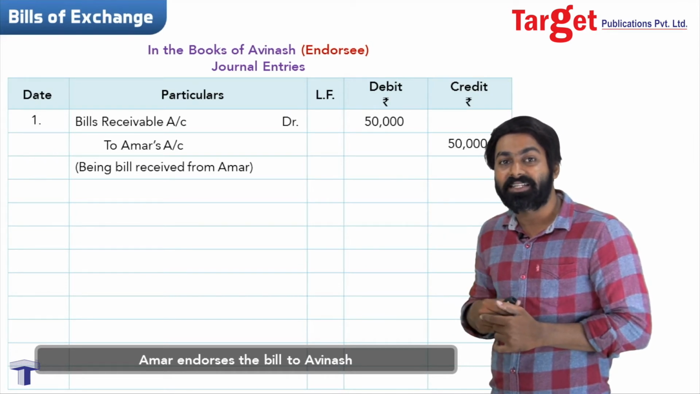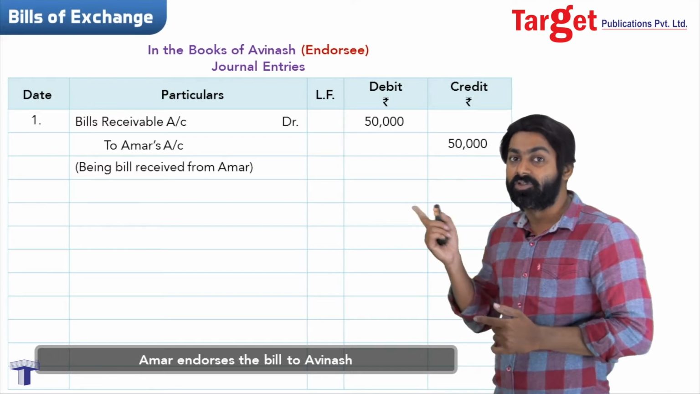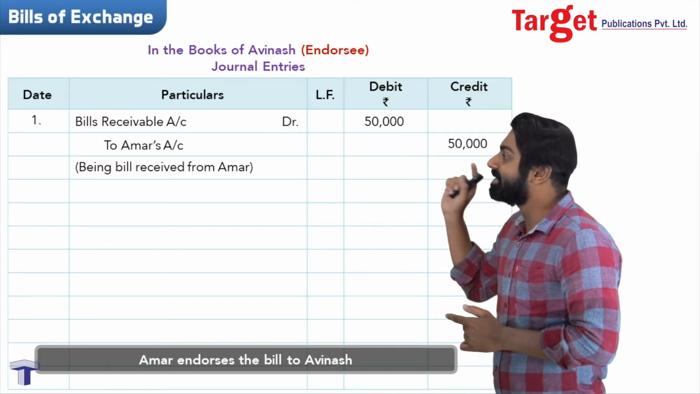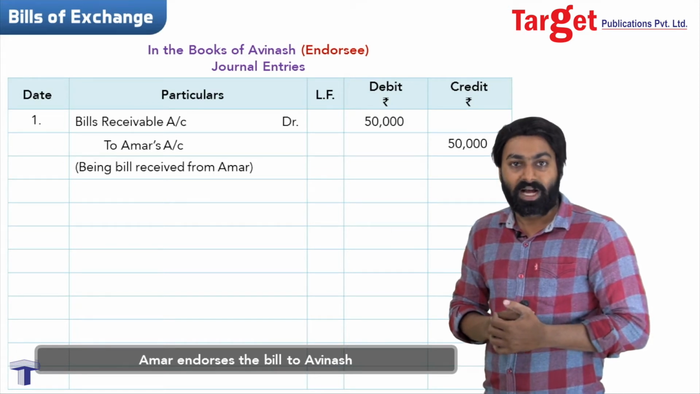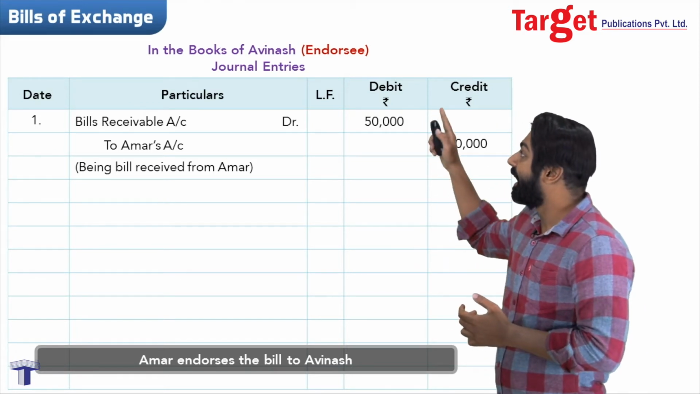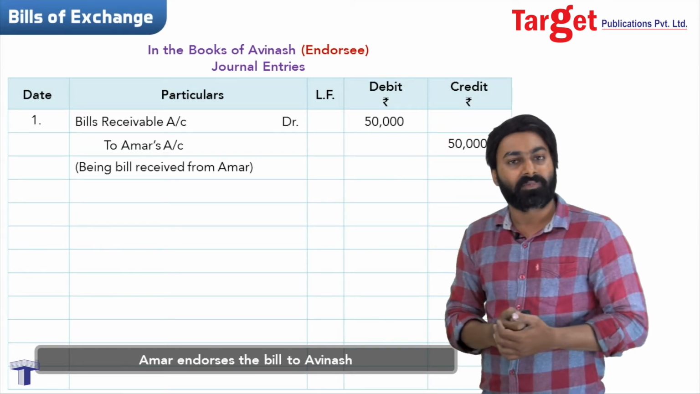So what entry did Amar pass? Avinash account debit to Bills Payable account. So what did Avinash do? Bills Receivable account debit to Amar's account. I hope you have understood this entry. This is the endorsee. We are in the books of Avinash and he is the endorsee.